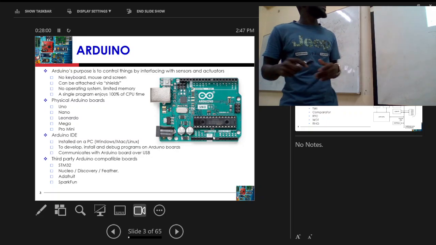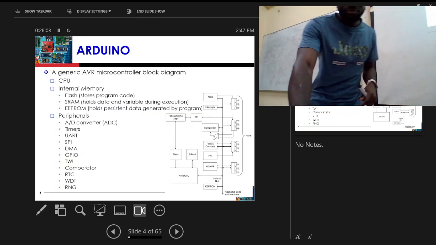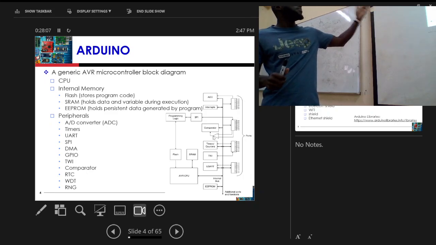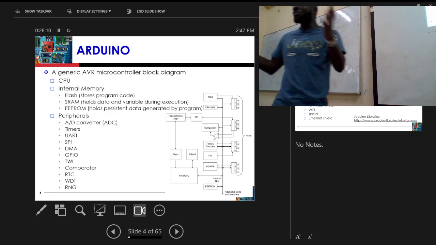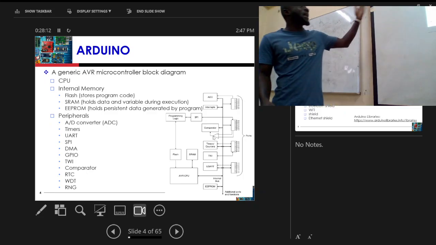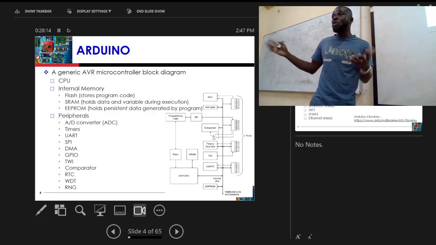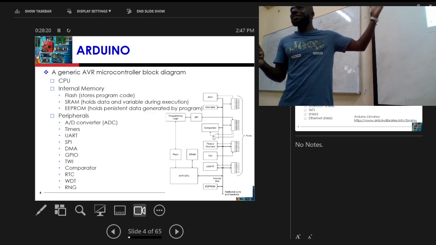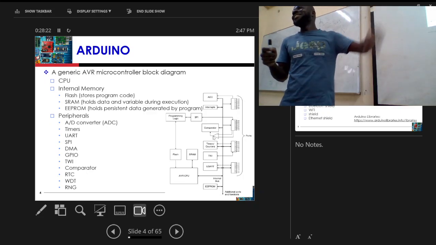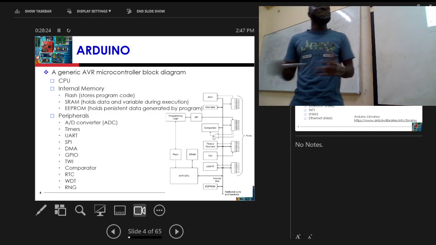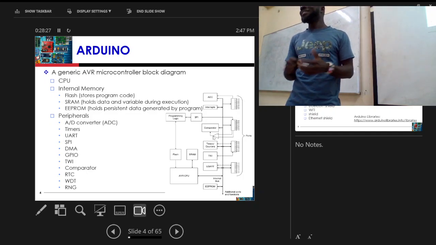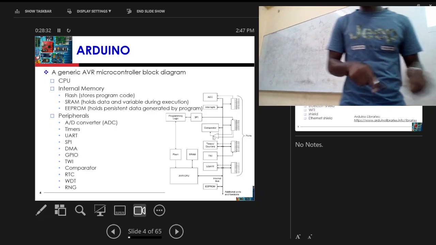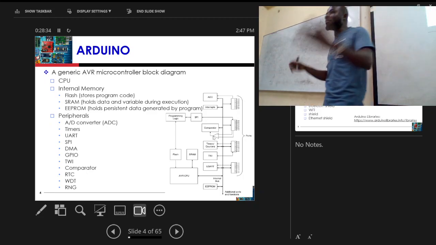Then we know about the Arduino IDE, right? Now, the most important thing I said was that we have the CPU and memory. Within memory, we have different types of memory. I hope you guys know that already. We have the flash, the SRAM, and EEPROM. We know what each of these does, right? What is the use of the flash? What is the use of the SRAM? What is the use of EEPROM? What is the difference between EEPROM and SRAM?